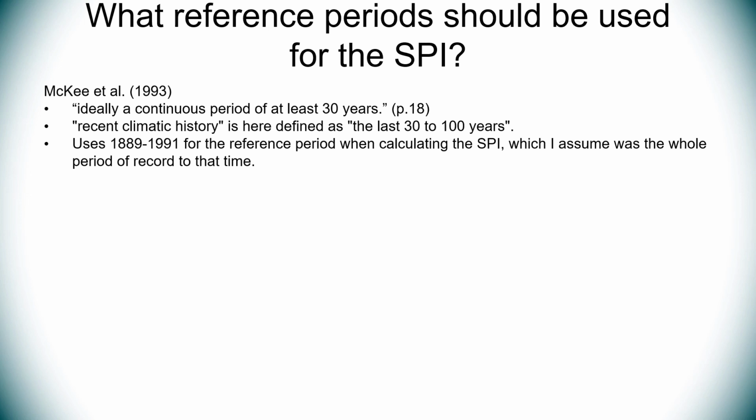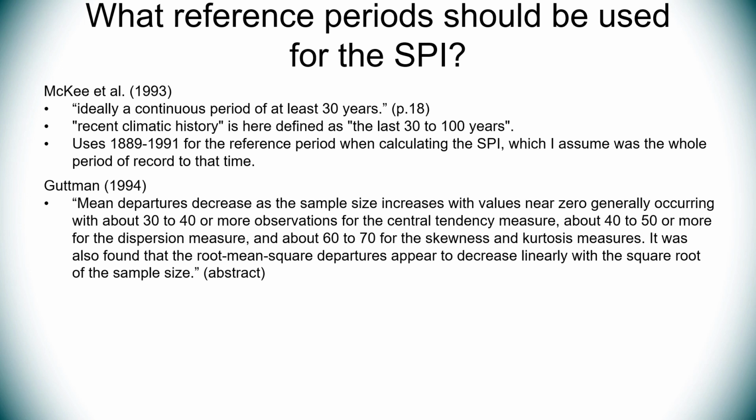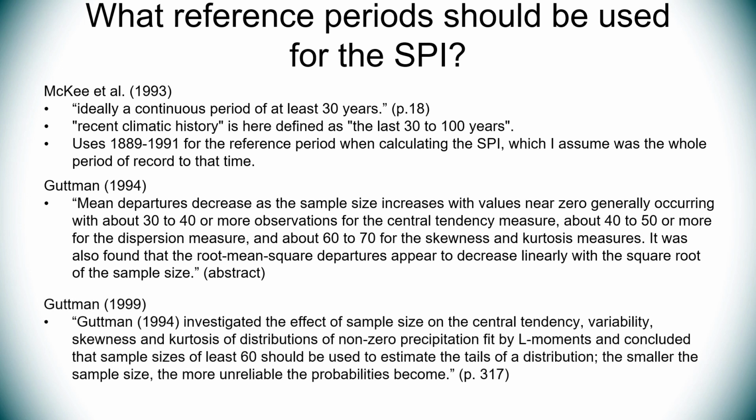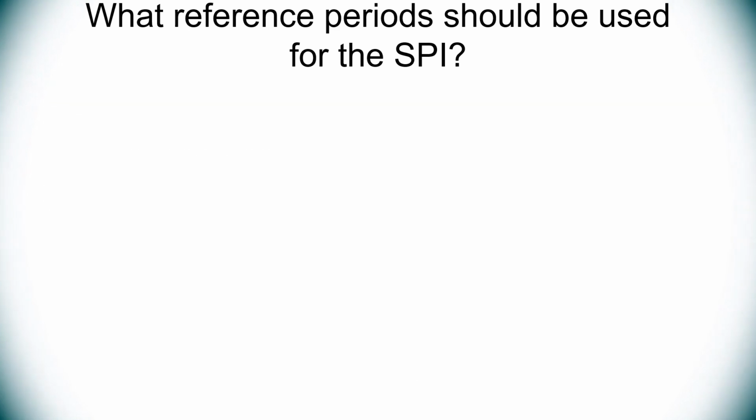When McKee first proposed the SPI, it was recommended to use at least 30 years, but the more data, the better. Gutman in 1994 evaluated the statistics of a stable gamma distribution and showed that 60 to 70 years of data is ideal to estimate the tails of the distribution, and the smaller the sample size, the more unreliable the probabilities in the cumulative probability function become.